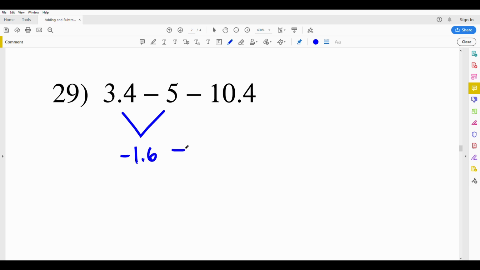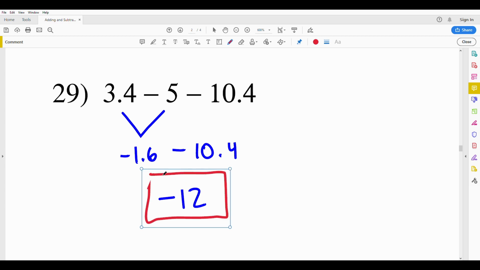So now we have negative 1.6 minus 10.4. Negative 1.6 minus 10.4. We're going further into the negatives because we're taking away that 10.4, so we can simply add those distances together and remember that they're negative. So 10.4 plus 1.6 results in 12, but remember both of those were negative, so we're 12 to the left of 0, which is a negative 12.